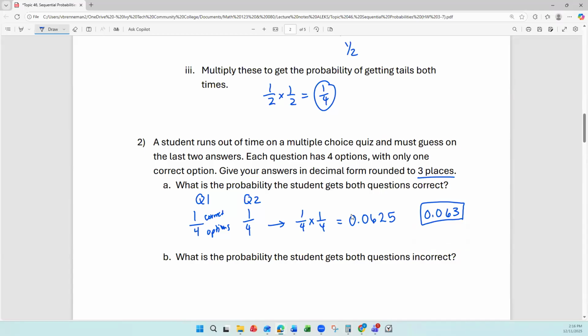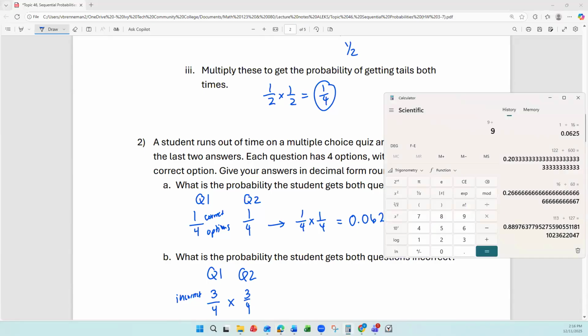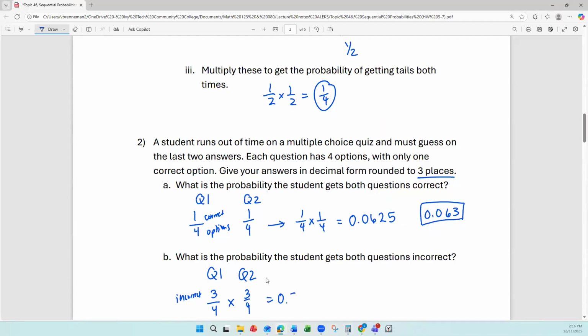Then the probability the student gets both questions incorrect. Well, for the first question, that would be 3 out of the 4 options are incorrect. So 3/4 probability. Same thing for the next question. Multiply those together. And that comes out 0.5625. 3 places is 0.563.